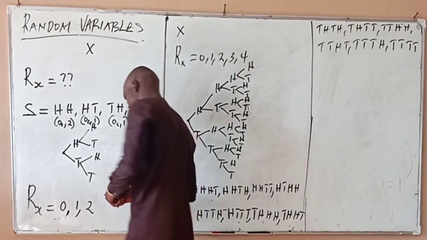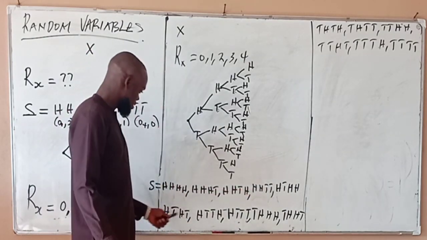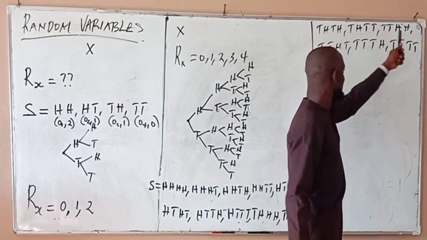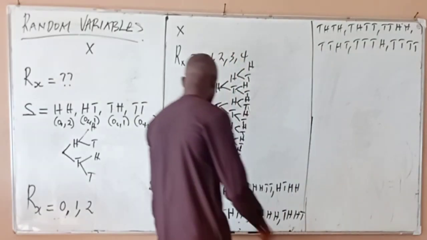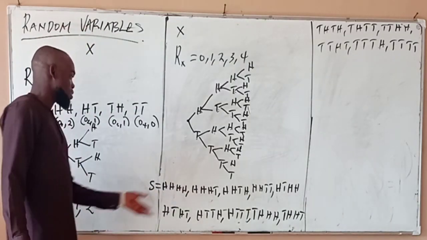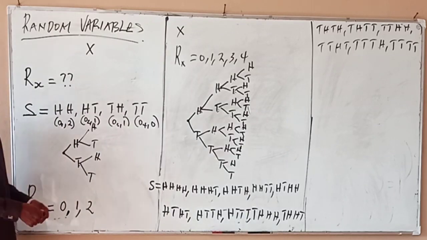So the number of outcomes should be 16. 1, 2, 3, 4, 5, 6, 7, 8, 9, 10, 11, 12, 13, 14, 15, 16. That means you are correct. You are very, very correct. So this is the sample space of this experiment of tossing a coin 4 times.